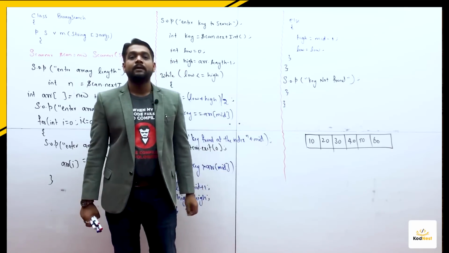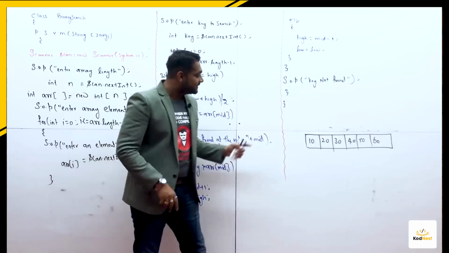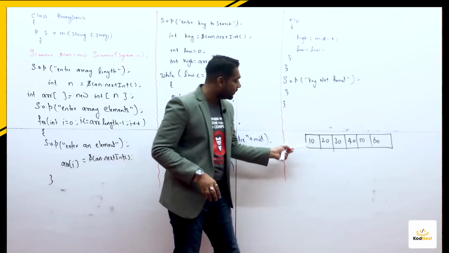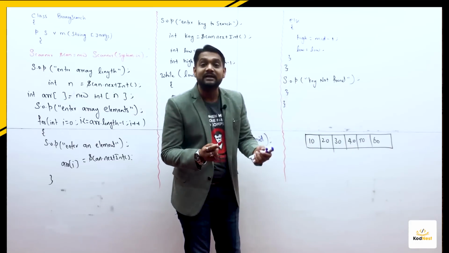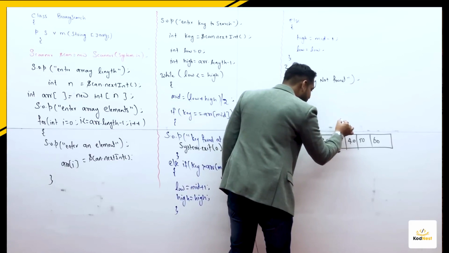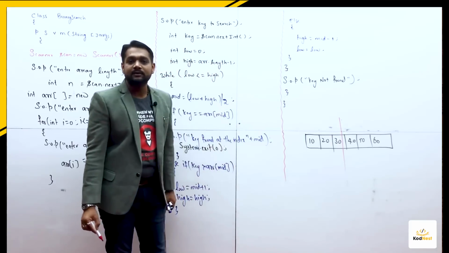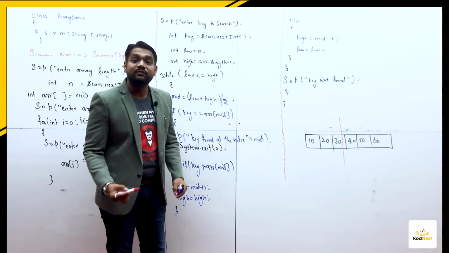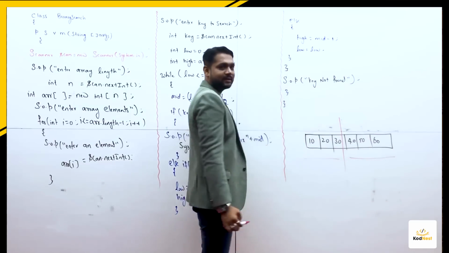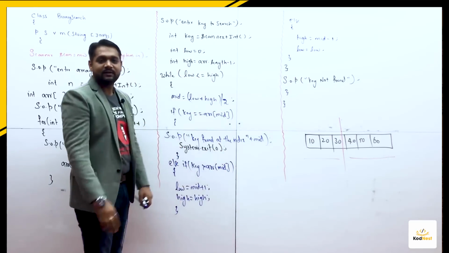Point number 2. Why is binary search called binary search? This is the array, correct? What will we do initially? Low here, high here. We'll calculate mid, correct? Mid means we are dividing the array exactly at the middle. Then we will check whether the element is in this half or in this half, correct? That is what we do. Whether the element is that side or this side, that is what we will check.